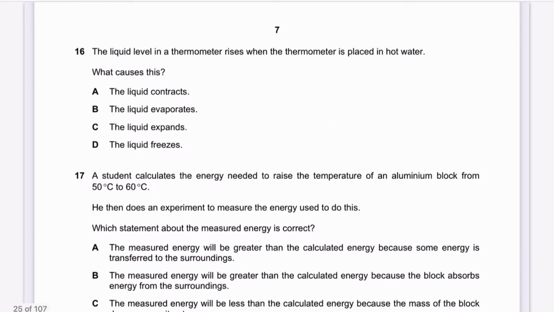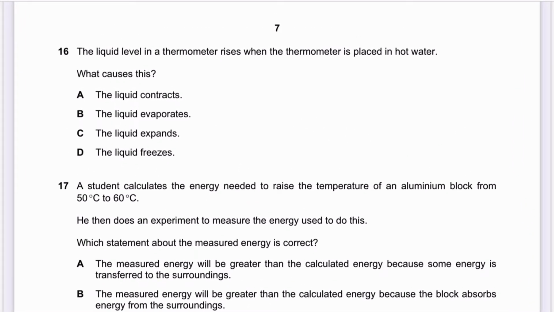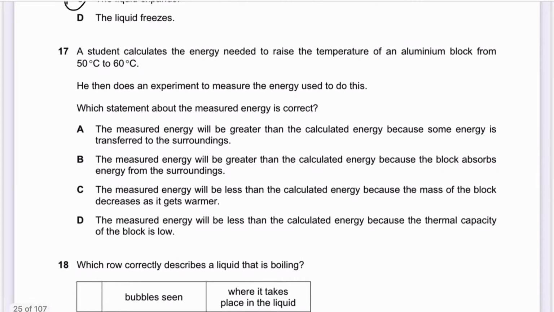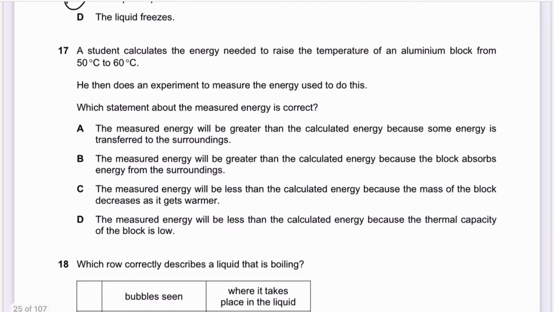Number 16. The liquid level in the thermometer rises when the thermometer is placed in hot water. What causes this? Obviously, the liquid, when there's heat, gains energy and the attraction between the particles decreases and it expands. 17. A student calculates the energy needed to raise the temperature of an aluminum block from 50 degrees to 60 degrees. He then does an experiment to measure the energy used to do this. Which statement about the measured energy is correct?